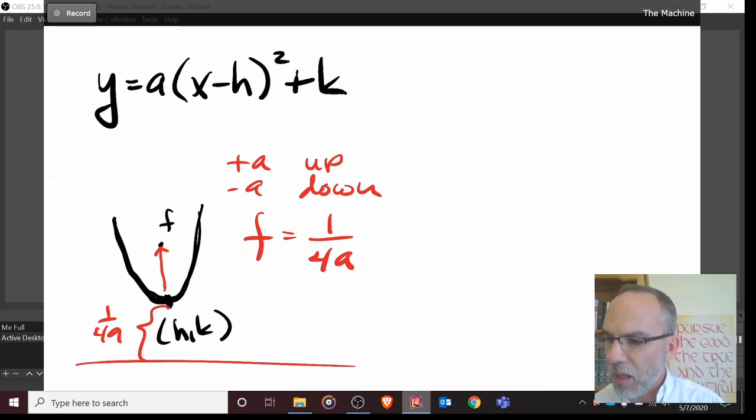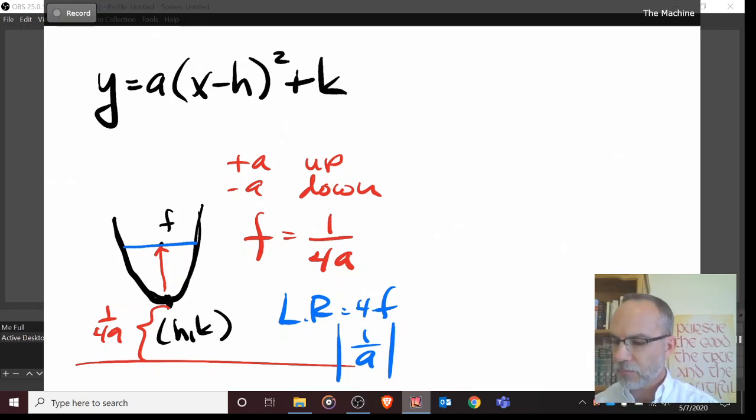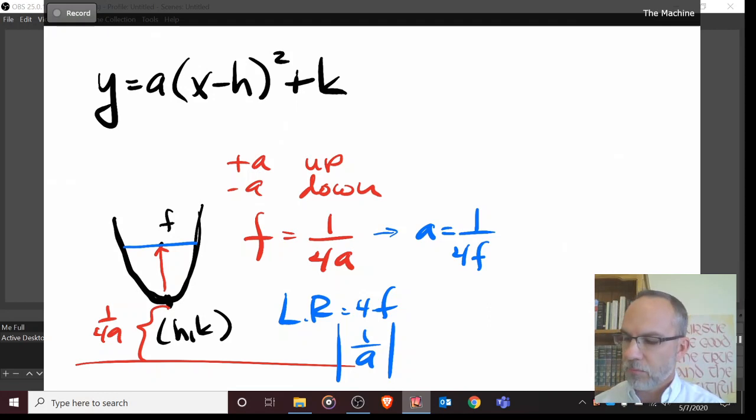And then the line that goes straight through the focus and connects the sides, the latus rectum, is going to be equal to 4f, or 1 over the absolute value of a, because it's not negative. If you wanted to take that f, you can actually swap the f and the a. If I solve this for a, a is equal to 1/(4f). The a comes to the numerator, the f goes down to the denominator. Alrighty, so that's one that opens up and down.